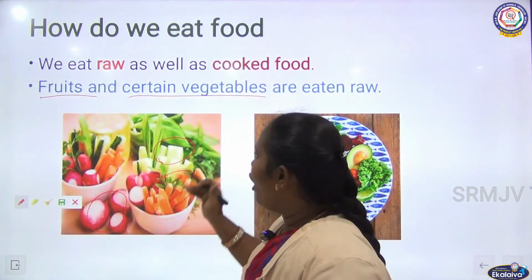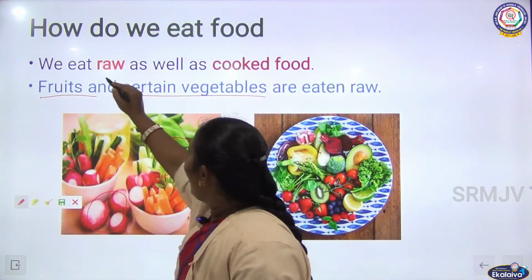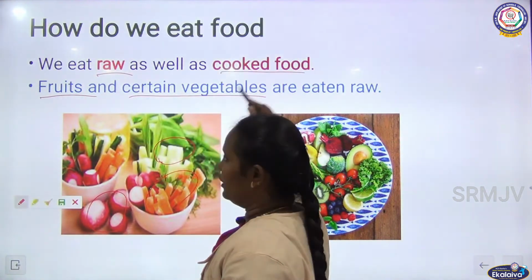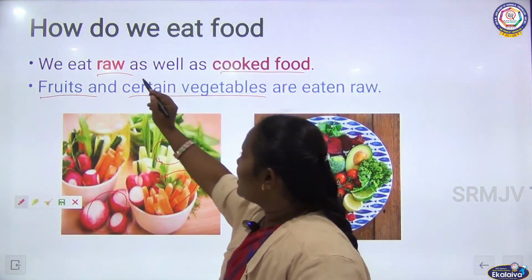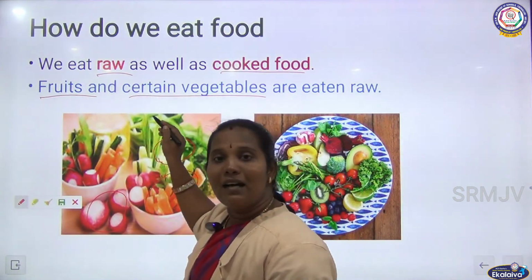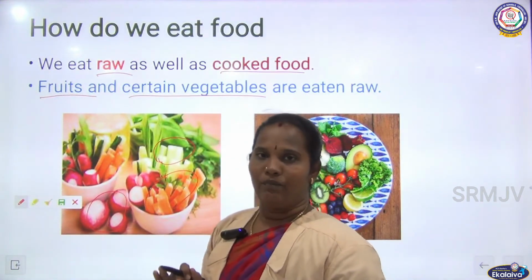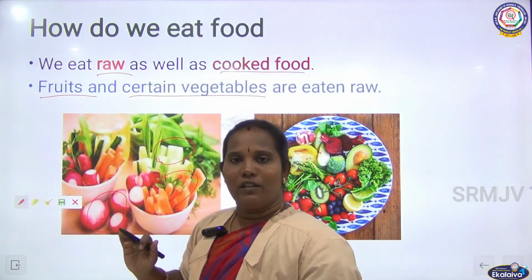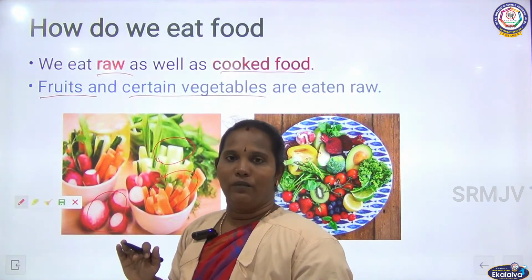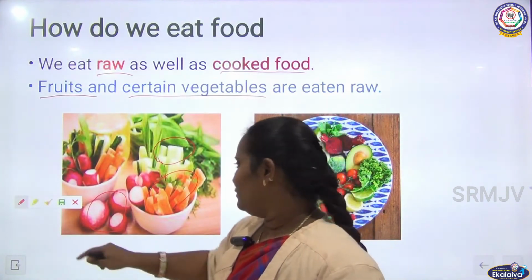Okay. So, how do we eat food? We eat food in a raw condition or as cooked food. The raw food means we can eat some fruits and certain vegetables. Mostly fruits we can eat raw, isn't it? But certain vegetables alone we can eat raw, meaning uncooked. Okay, so we can eat the food raw or cooked.